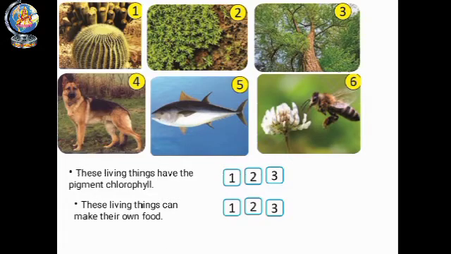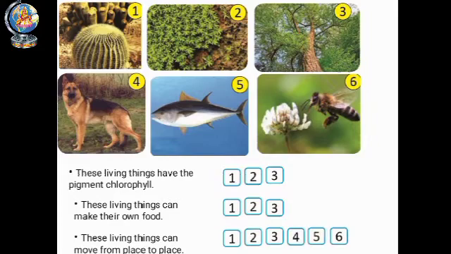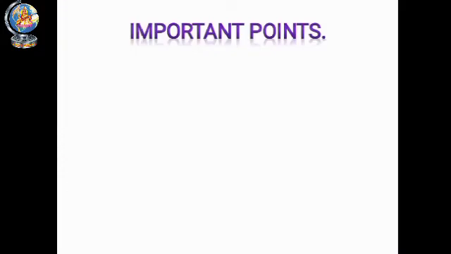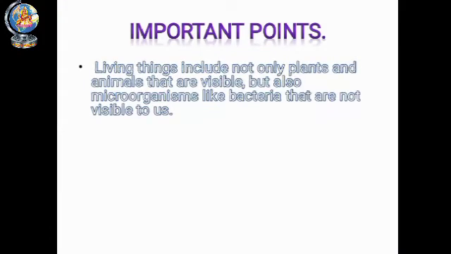Get it? Next question. These living things can move from place to place. So which living things? Can plants move? No. So 4, 5 and 6 can move from place to place. So good, I hope you guessed the right answers. Let's go for the next. Important points we are going to discuss.